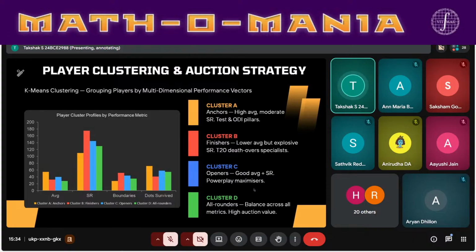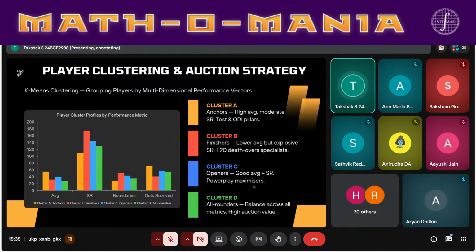K-means specifically works like this. You specify K, which is the number of clusters you want the algorithm to find. Say you want 4 player clusters. The algorithm randomly places 4 cluster centers somewhere in the data space. Then it assigns each player to the nearest cluster center. Then it recalculates each cluster center as the average position of all players assigned to it. Then it reassigns players based on the new cluster centers.